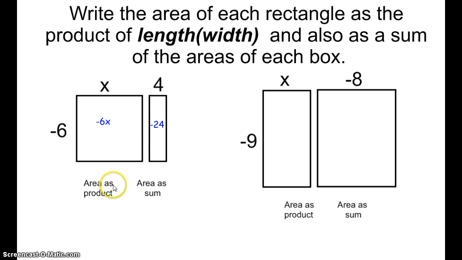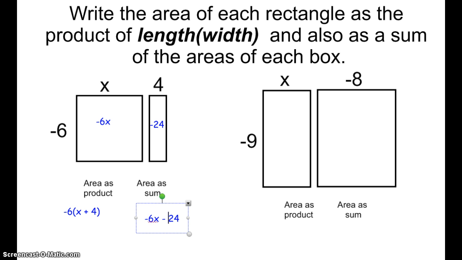So down here it says write the area as a product. So what I see is I have negative 6 on one side. Then the other side is x plus 4. And then I close my parentheses. So now when I do that, what happens? Well, I get negative 6x minus 24.